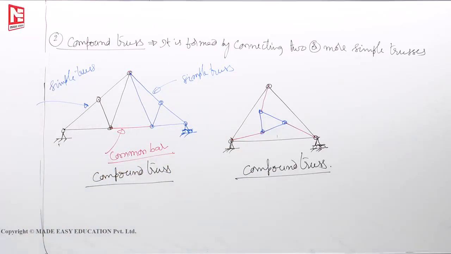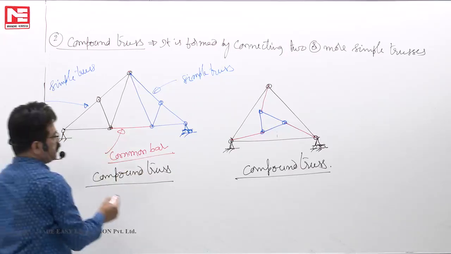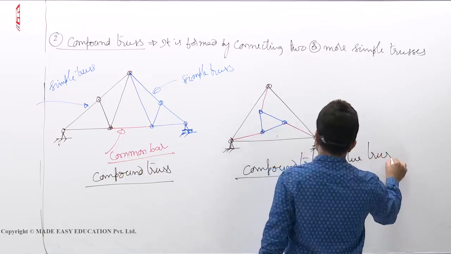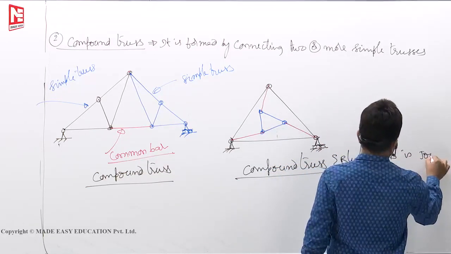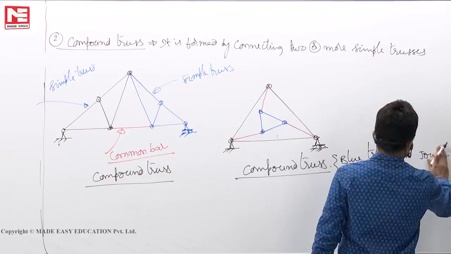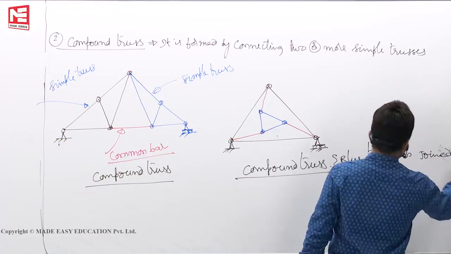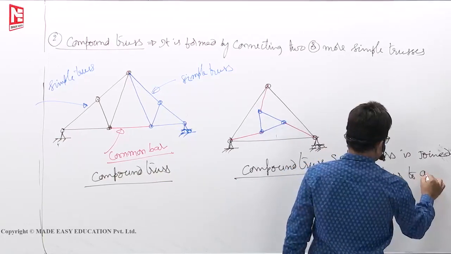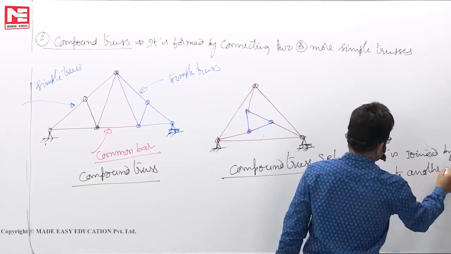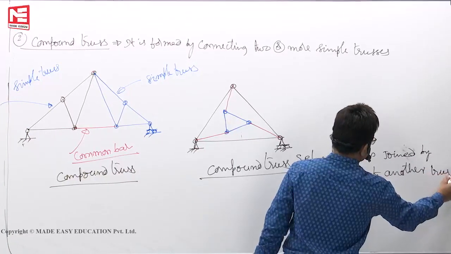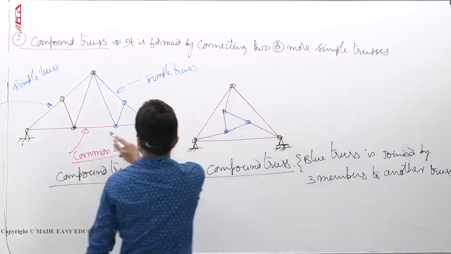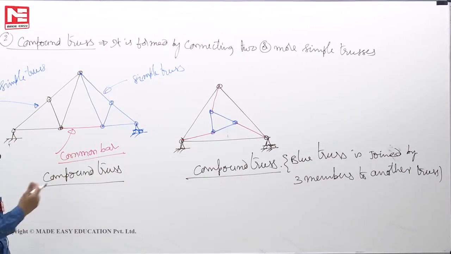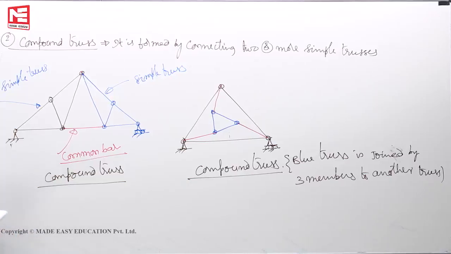Okay. The truss, now it is a common bar. So this blue truss is joined by three members to another truss. So either by three members or a common bar, if you connect the two simple trusses, it will become a compound truss. Okay.